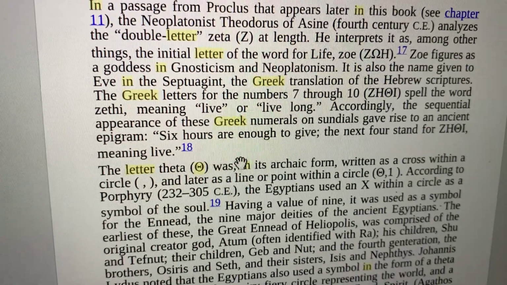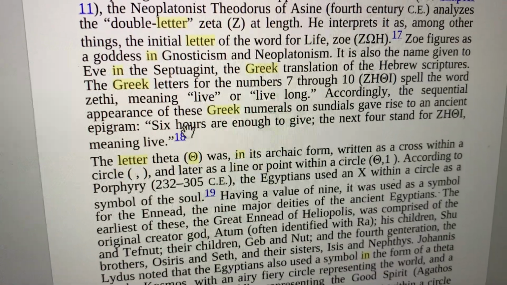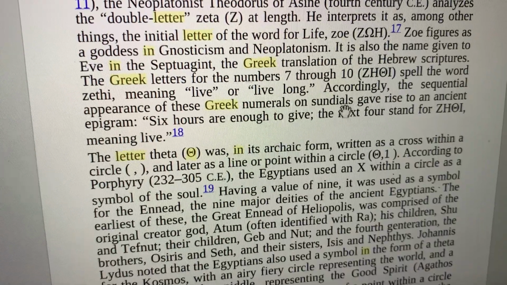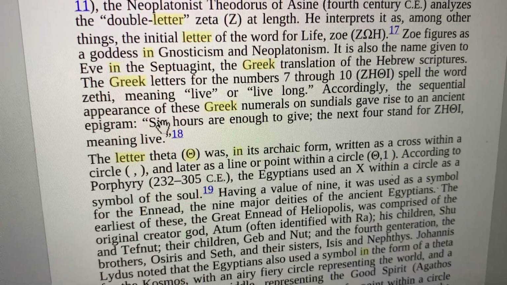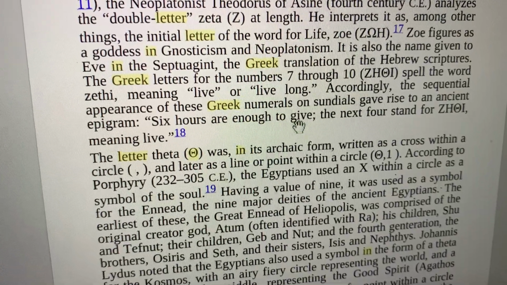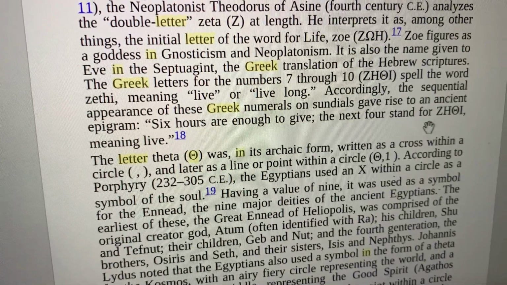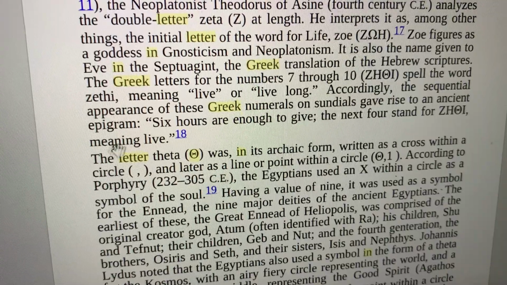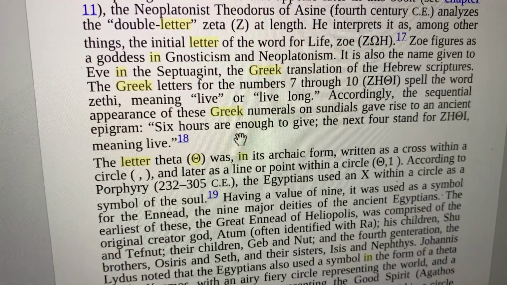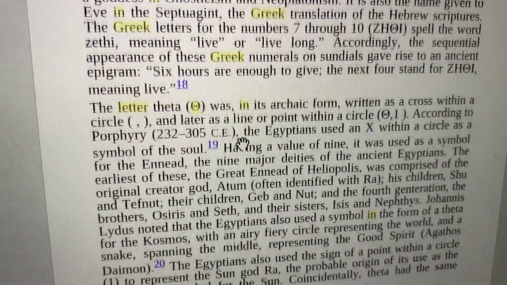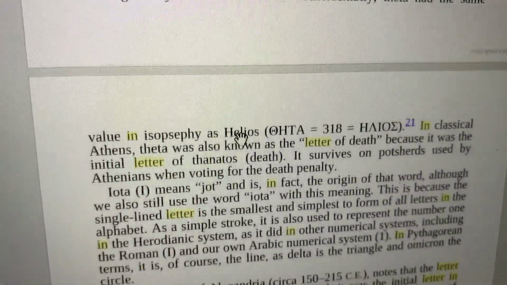Yeah, so they picked the ones that you don't live long for. And then they said, I don't even know what the rest of them mean, because they say the other ones equal 6 hours are enough to give. The next 4 stand for meaning live. So that's kind of weird. I don't know. I thought that was super weird.